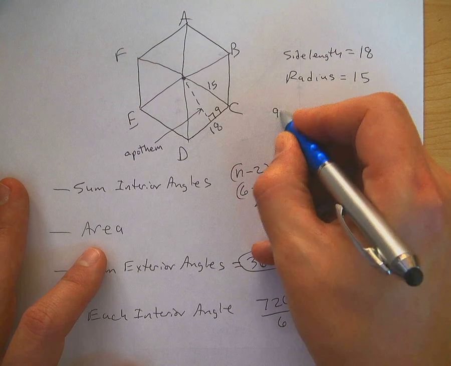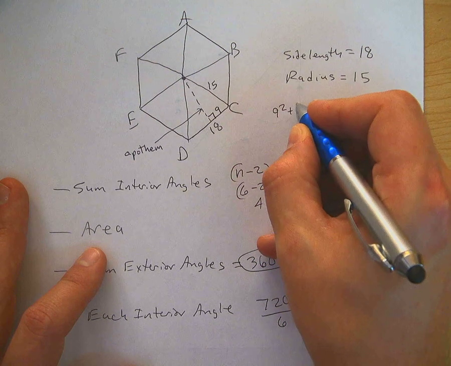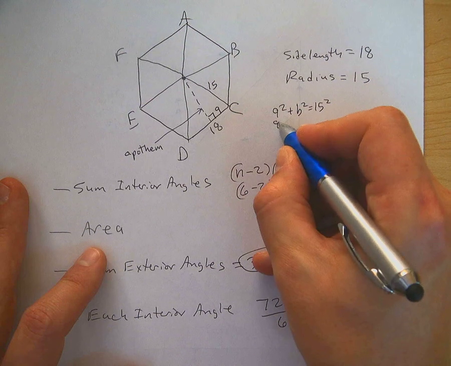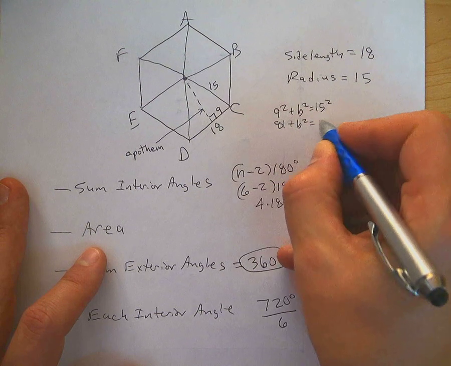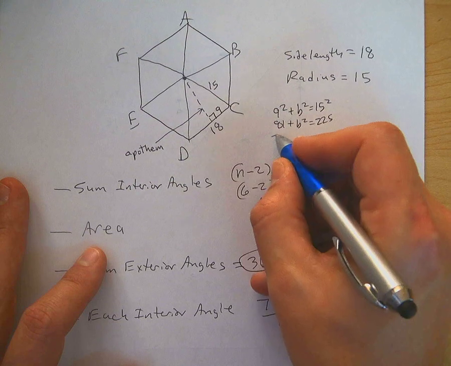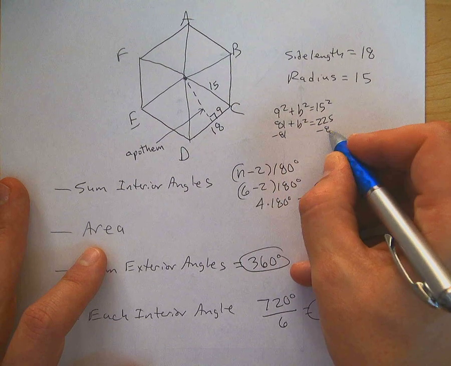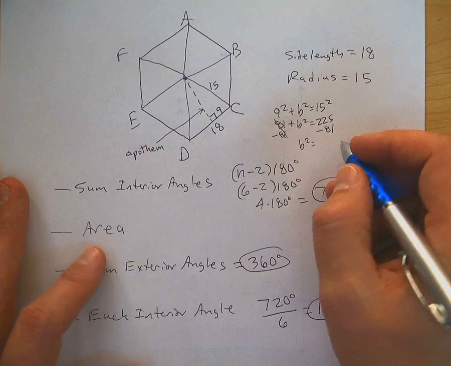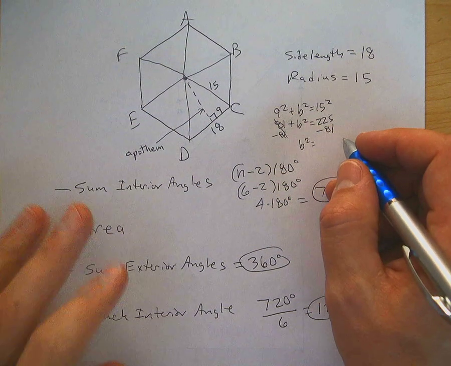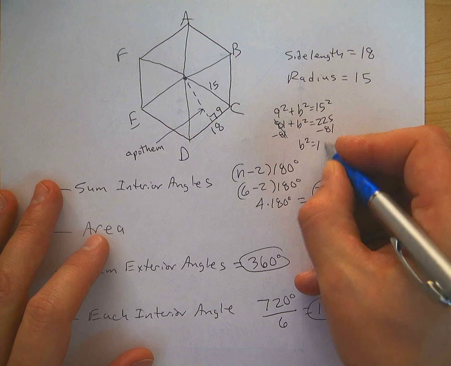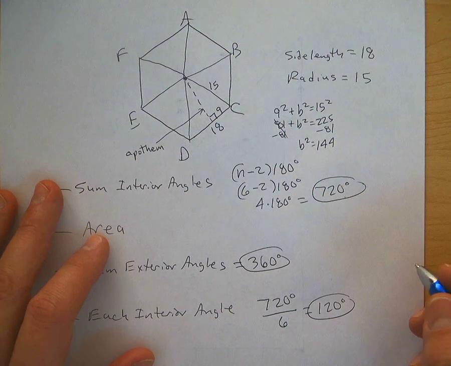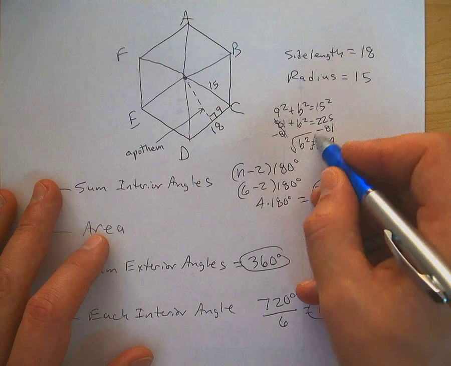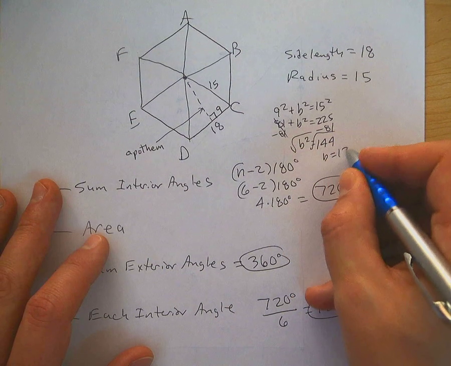So I'm going to take 9 squared plus b squared is equal to 15 squared, or 81 plus b squared is equal to 225. I subtract 81 from both sides. When I do that, I get b squared is equal to, let me see, I think that's 144. If I made a mistake, please let me know and I'll give you a donut point. Take the square root of that, and I get b is equal to 12.